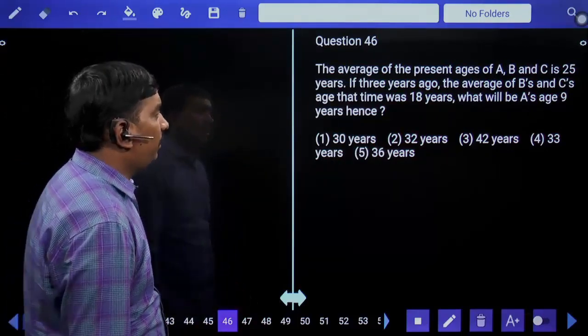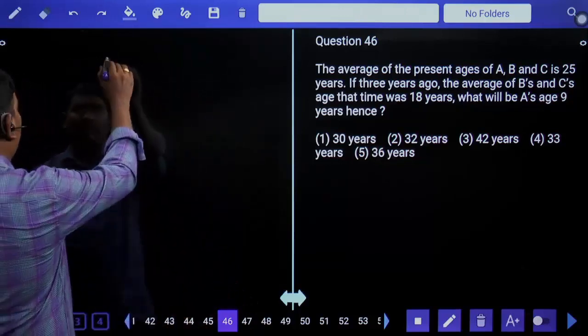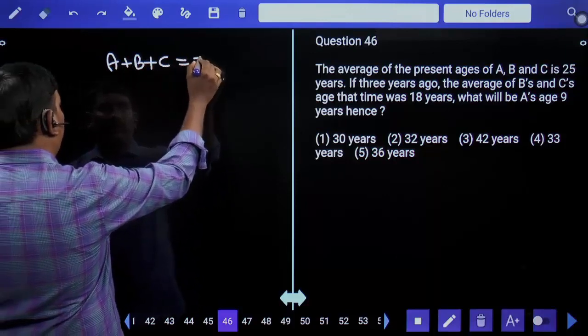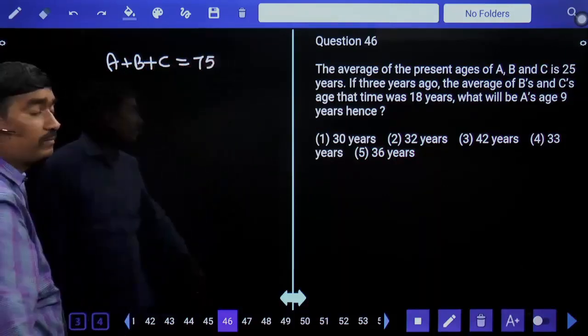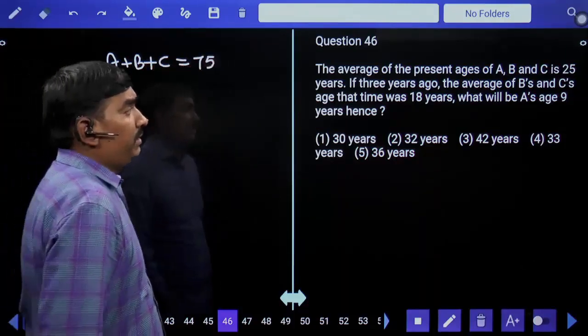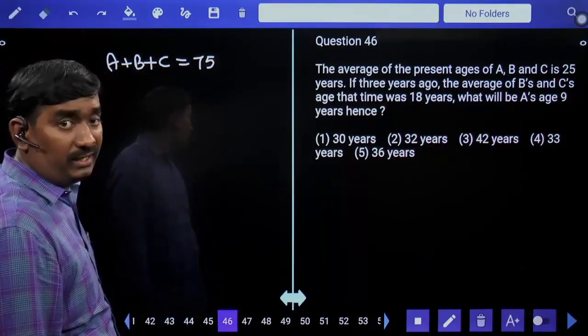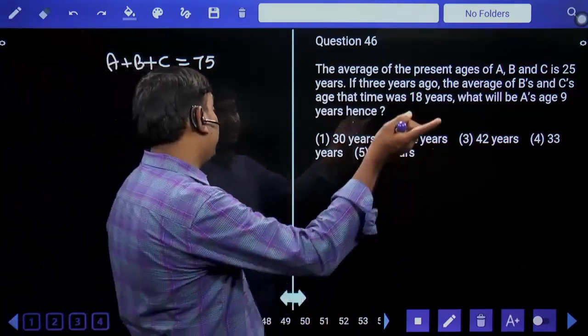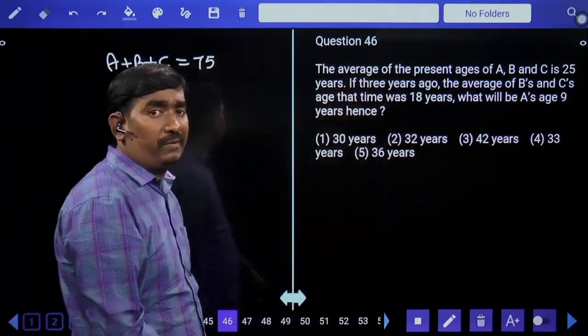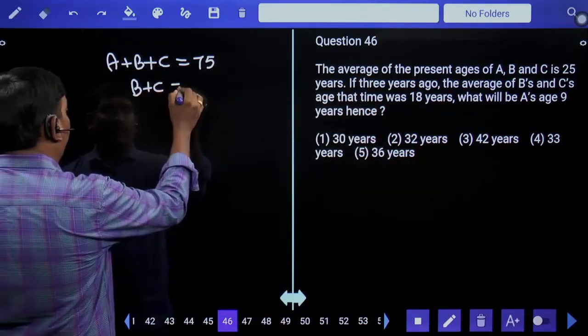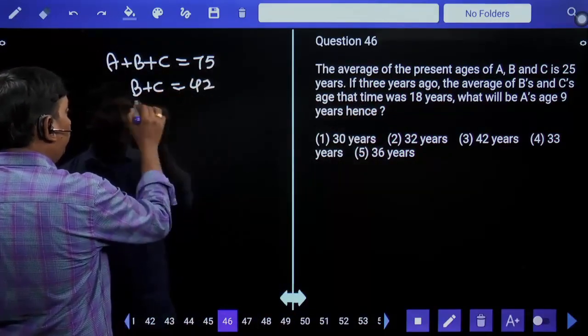The average of the present ages of A, B, C is given as 25 years. Average 25 means total 75 years. 3 years ago, the average of B's age and C's age at that time was 18 years. 3 years ago 18 means present average 21. Present average of B and C is 21, so total of B and C is 42.